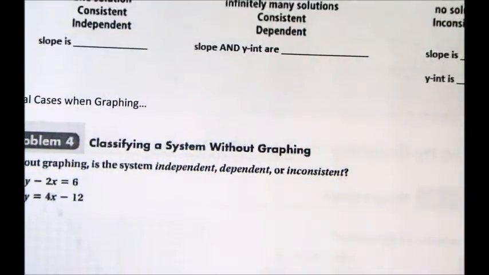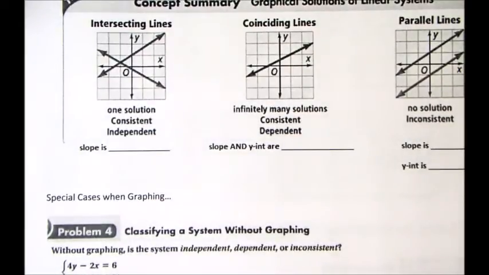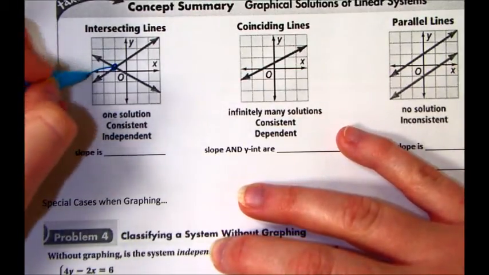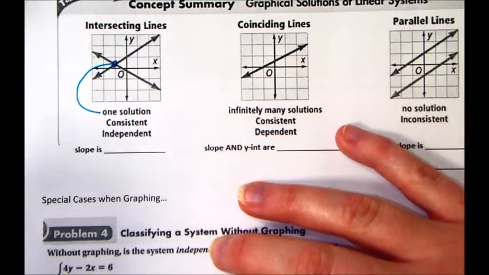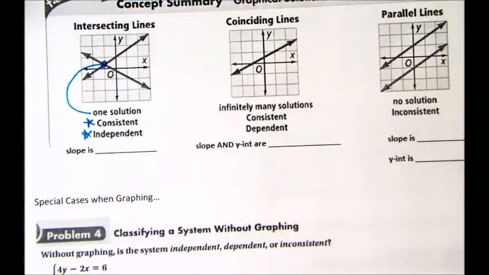Now, graphing doesn't always work because if you have a decimal answer, you have no idea where that decimal answer exists. But graphing does allow you to visually see some things. If you ever have two lines that intersect, it will have one solution. Okay? The one solution is where it crosses. We call that consistent and independent. You will be required to know these words on a test.